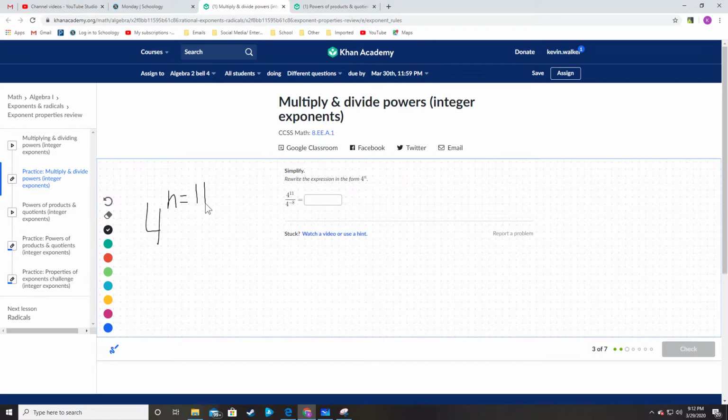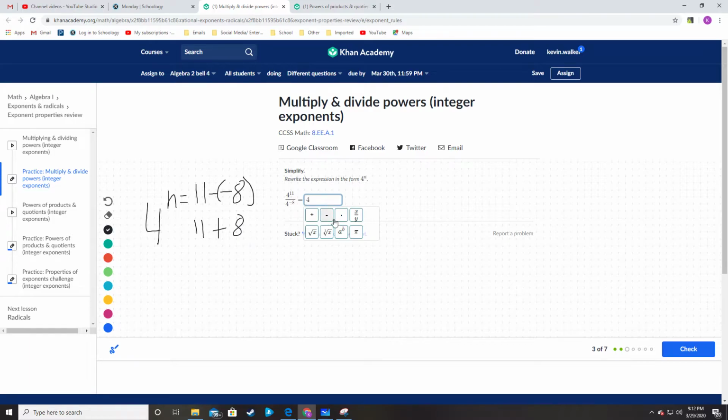We got 11, and we are subtracting from it negative 8. So this is 11 minus negative 8. So what happens here, these both are actually going to turn into a plus sign. So we got 11 plus 8. And 11 plus 8 is simply 19. So that means that we have 4 to the 19th power.